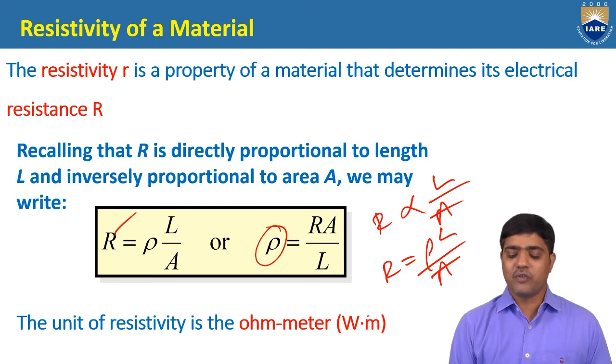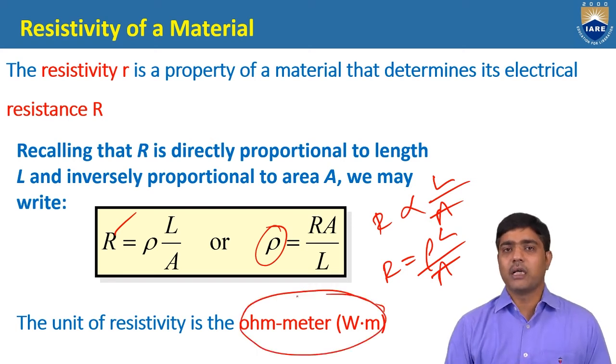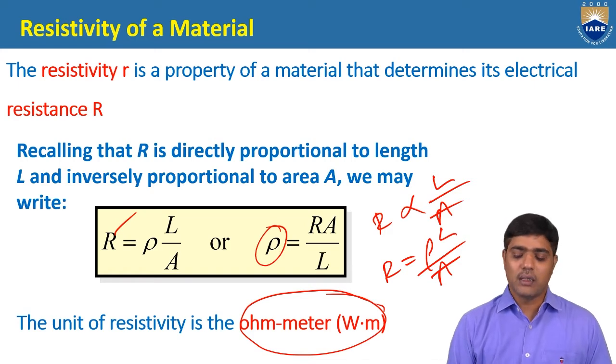So what are the units of resistivity? That is ohm meter. So ohm meter is the unit of resistivity.